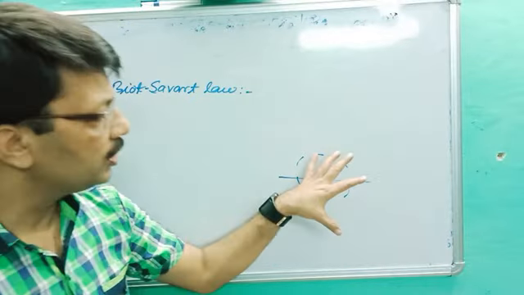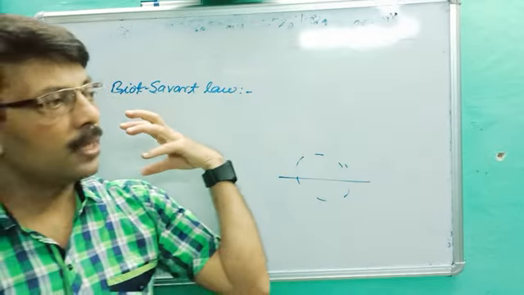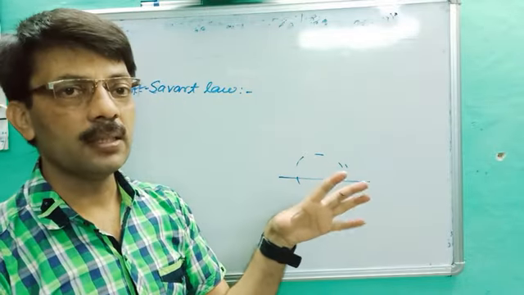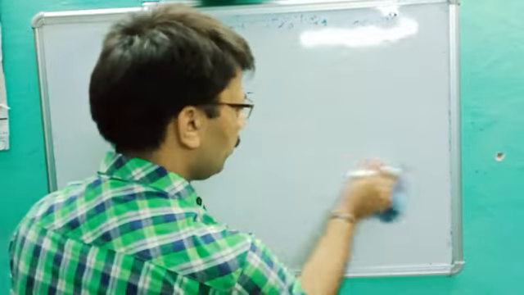Okay, but how much magnetic field? What is the magnitude of the magnetic field, and on how many factors does it depend? This is confirmed by Biot-Savart. So see there, what is the Biot-Savart law?